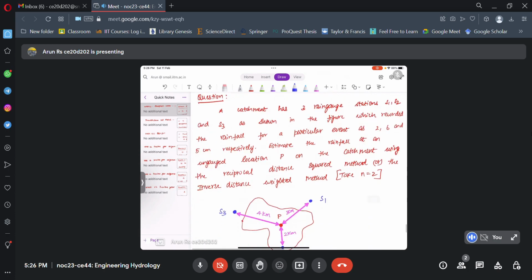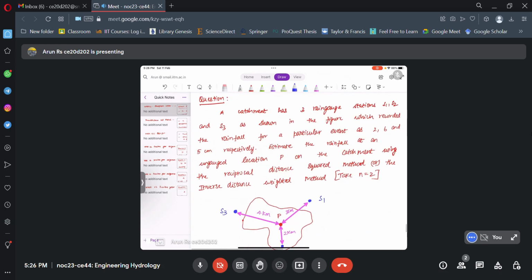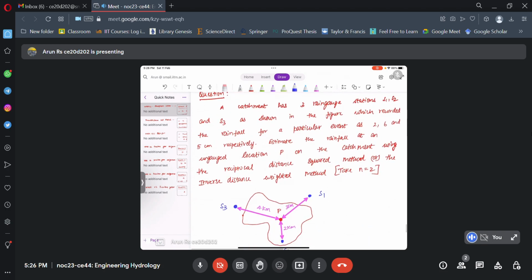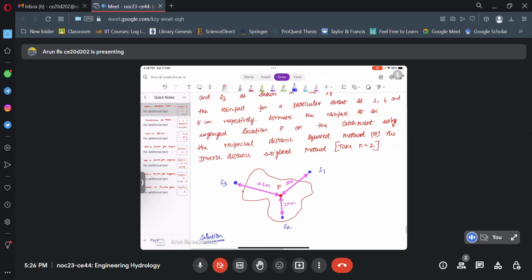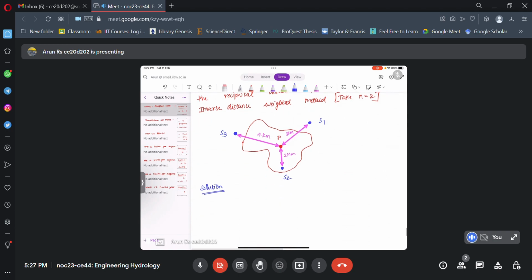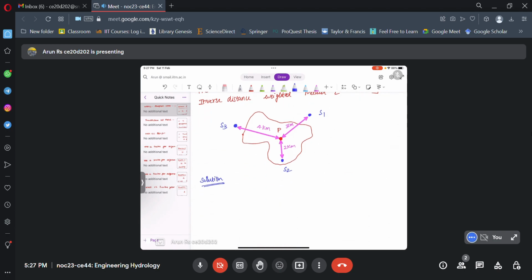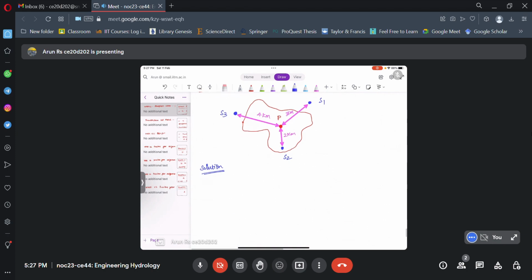So here we can solve one small problem. A catchment has 3 rain gauge stations S1, S2 and S3 as shown in the figure, and it recorded rainfall for a particular event as 2 cm, 6 cm and 5 cm. Now we need to estimate the rainfall at an ungauged location P on the catchment using the reciprocal distance weight method. So let's see how we can proceed with this. First the distance is given, the precipitation values are also given, so we can just directly apply the formula.